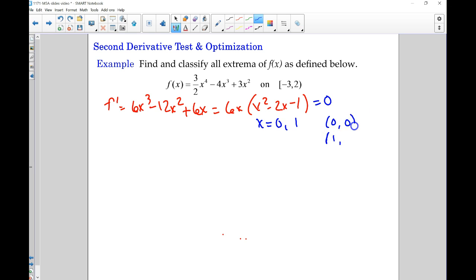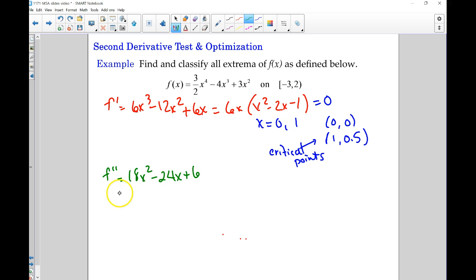If I find the critical points, it's 0 and 1. Put in 0, I get 0. Put in 1, and I get out 0.5. Those are my critical points. Now I want to compute the second derivative in hopes of classifying these right off the bat. So f double prime now is 18x squared minus 24x plus 6. I'm going to factor this just because I have a habit of factoring: 6 times 3x squared minus 4x plus 1.